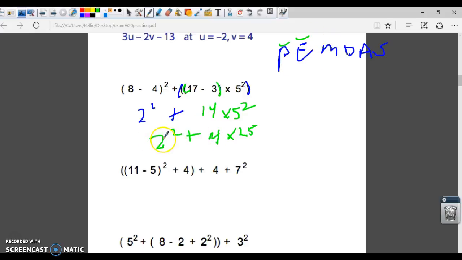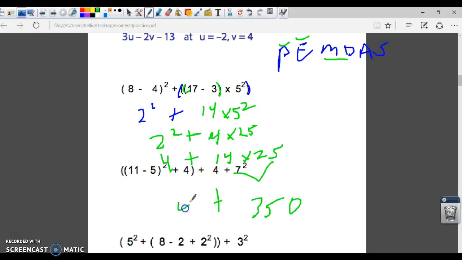Now I still have an exponent, which is this right here. 2 times 2 is 4, bring everything else down, so I have 4 plus 14 times 25. Now, according to PEMDAS, multiply or divide, whatever you see first. We see this multiplication. So you have your 14 times 25. When we do the 14 times 25, you're going to get 350. Bring down the rest. So you have 4 plus 350. So your answer for this one will be 354.